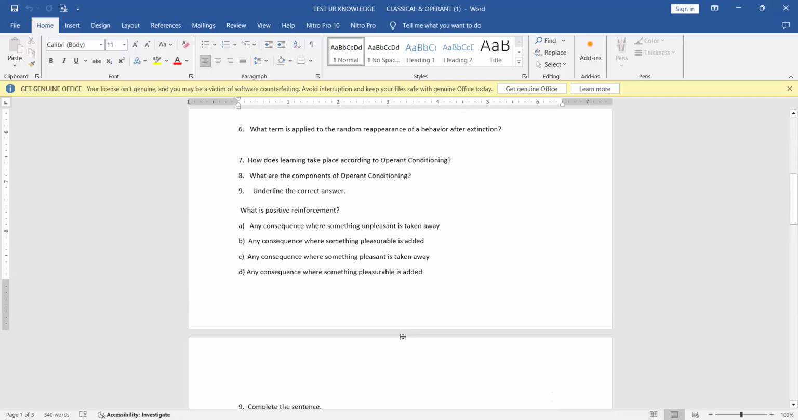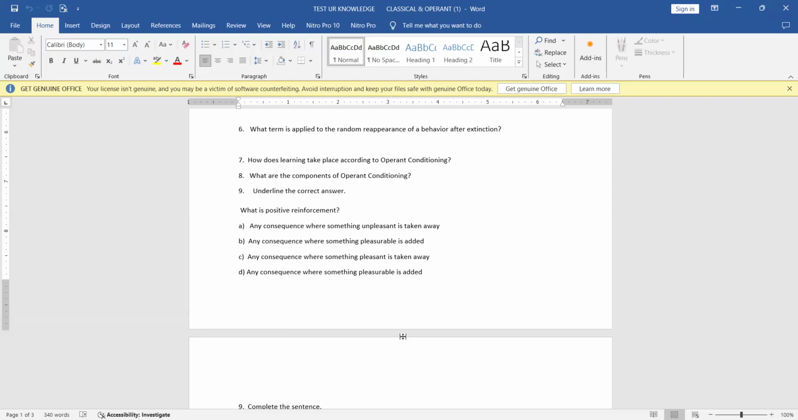Okay, number 7. How does learning take place according to operant conditioning? Through rewards and punishments. You're correct. Number 8.